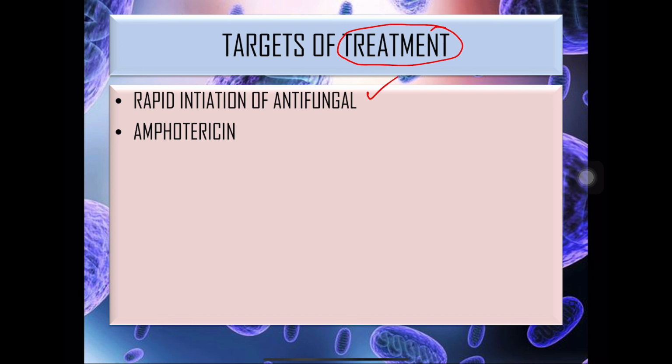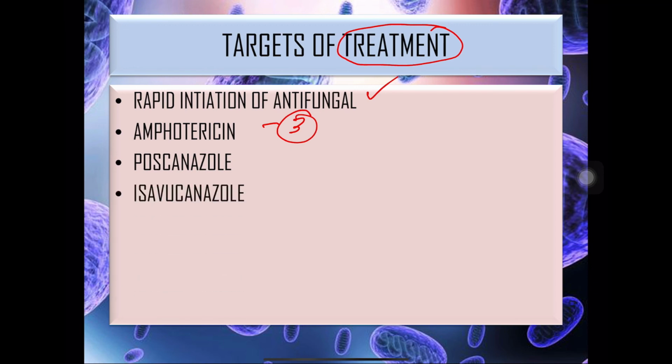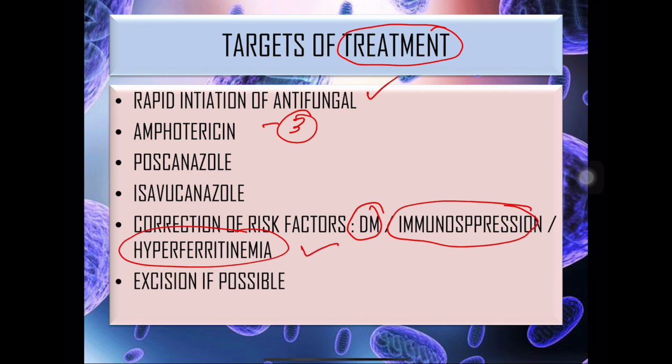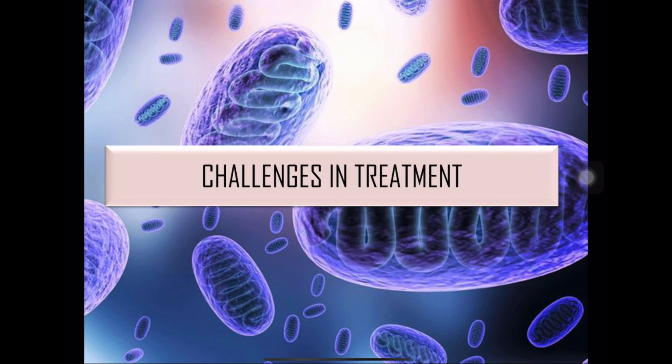And amphotericin. Okay, there are 3 different varieties of amphotericin, which we'll discuss in detail in the next class. Azoles, posaconazole and isavuconazole. This also will be dealt in detail in next class. And correction of the risk factors. So diabetes, immunosuppression and hyperferritinemia, this needs to be corrected. Okay, and finally excision if possible. So we need to excise the tissue. That is also a part of the treatment. So surgical plus medical management is required. Okay, and the challenges in treatment we'll deal in the next class.